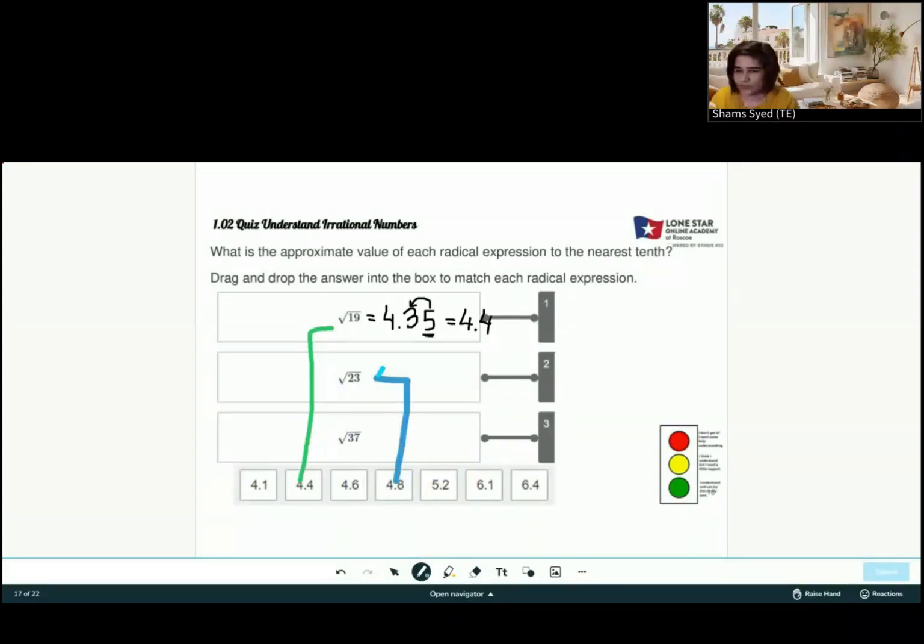Square root of 37. 37 is very close to 36. The square root of 36 is 6. So yes, absolutely, you guys are right. It looks like it is going to be 6.1. Right? 6 times 6 is 36. So 6.1 is going to be like 6.08. Are there any questions? Do you all understand that we are using the square root symbol in the calculator to generate our answers? No questions? Let's move on.